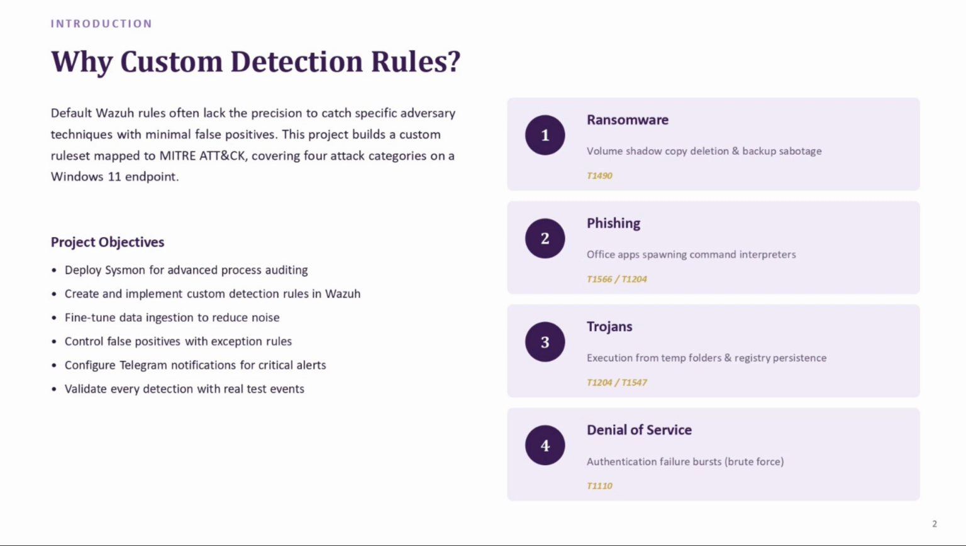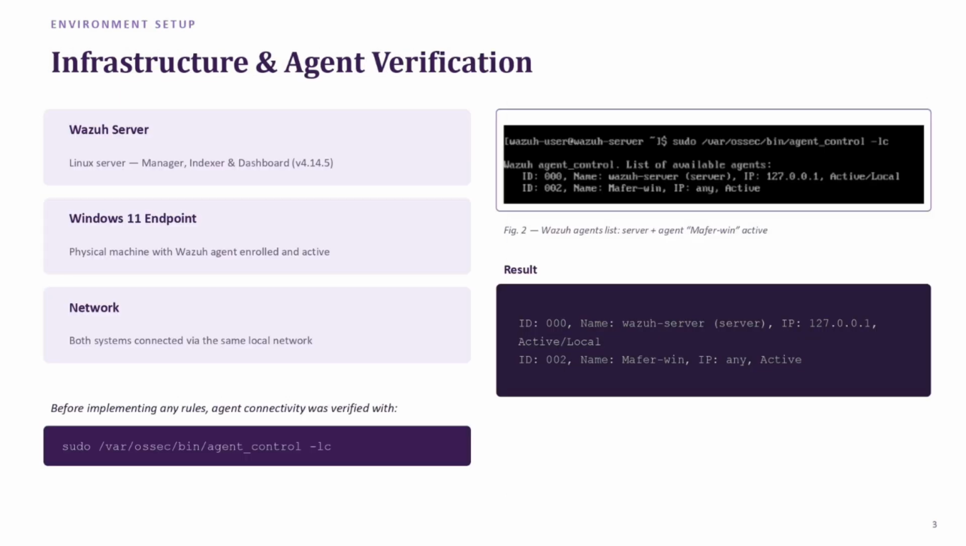My main objectives were to install Sysmon on the Windows 11 machine, create custom detection rules in Wazuh, reduce noise in the data, control false positives, set up the alert notification, and test every single rule with a real event.